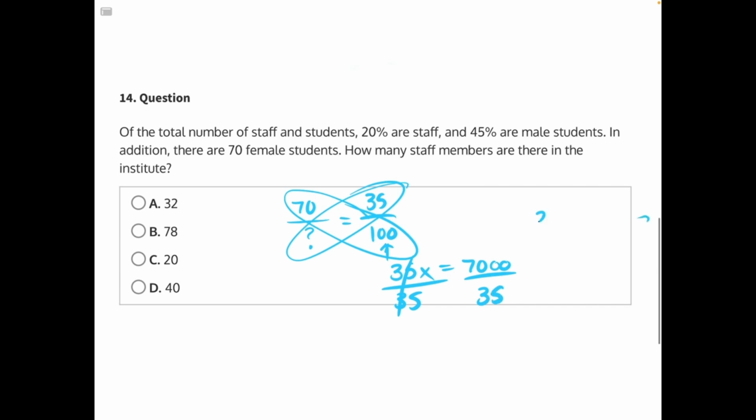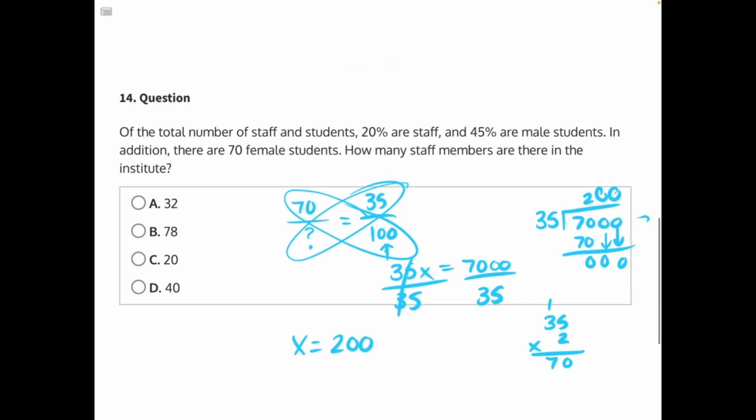If I were to set up a quick long division, how many times can 35 go into 70? Let's try very quickly. 35 times 2. 2 times 5 is 10. 2 times 3 is 6 plus 1 is 7, so 70. So it is going to go in 2 times with no remainder. We bring down 0. It can go in 0 times. We bring down 0. It can go in 0 times. So x is going to equal 200. So there are 200 total people in this school, staff and students combined.